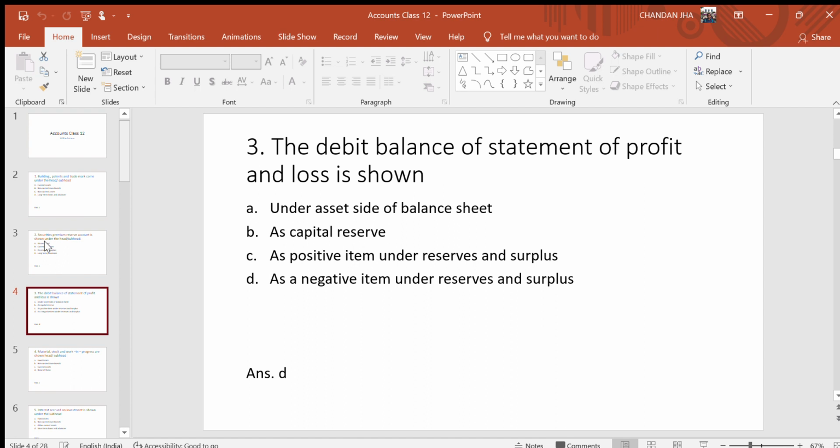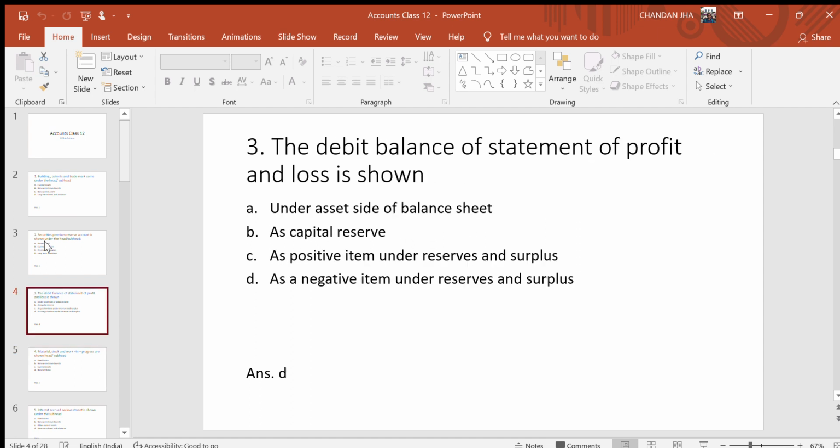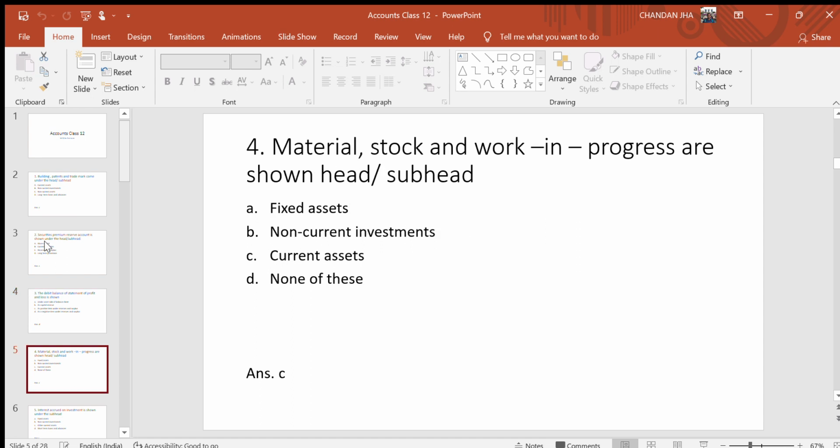Question 3. The debit balance of statement of profit and loss is shown under asset side of balance sheet as capital reserve, as positive item under reserve and surplus, as a negative item under reserve and surplus. Option D is the correct answer, as a negative item under reserves and surplus.